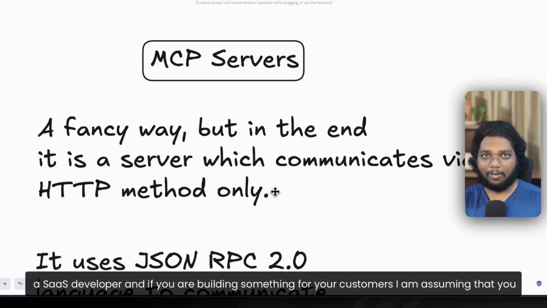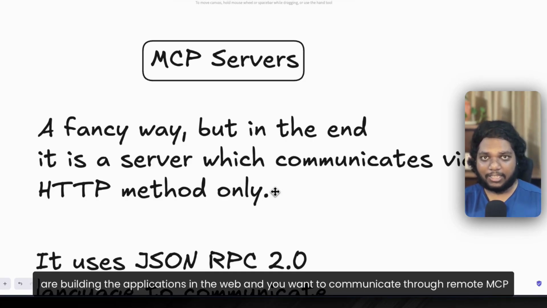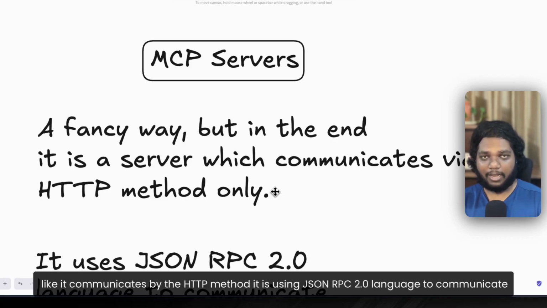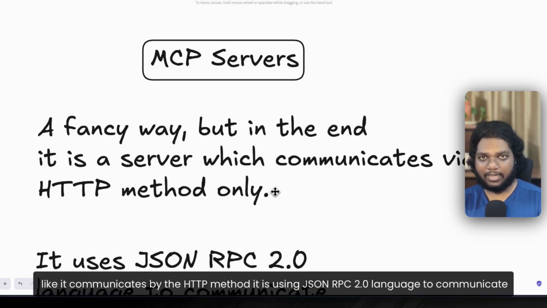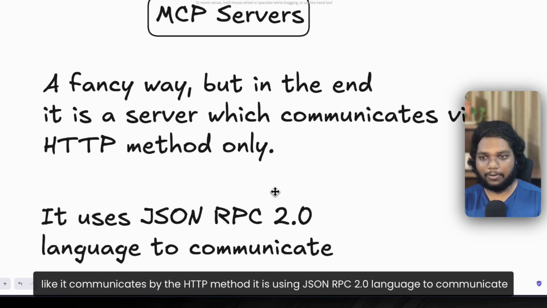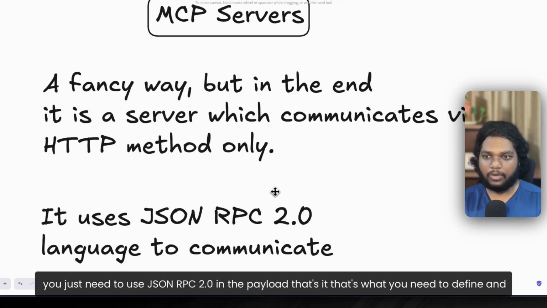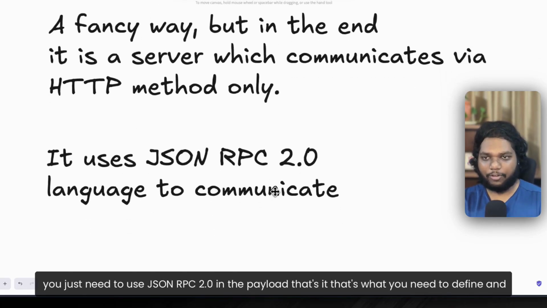If you are a SaaS developer building something for your customers, I am assuming that you are building applications on the web and you want to communicate through a remote MCP service. In this way, you will understand that it is nothing but an HTTP method only. It communicates via the HTTP method, using JSON-RPC 2.0 to communicate. Earlier you used to send JSON in the payload; now you just need to use JSON-RPC 2.0 in the payload. That's it. That's what you need to define.